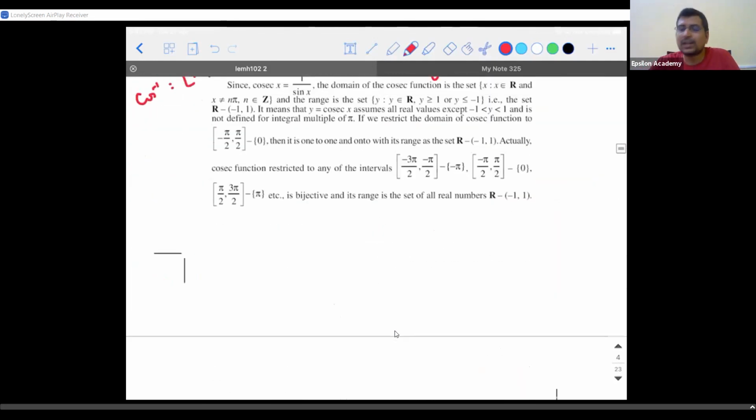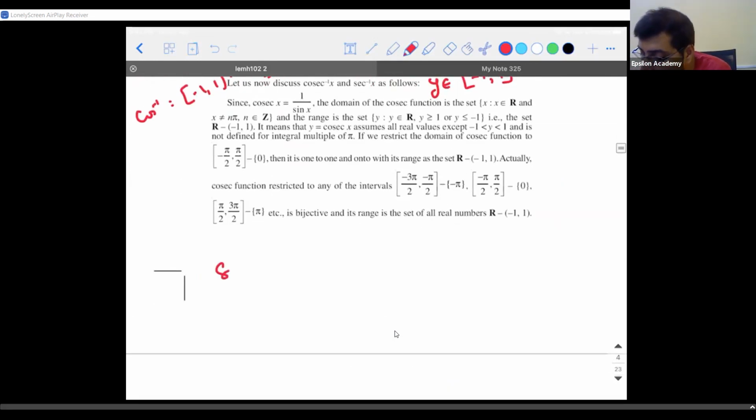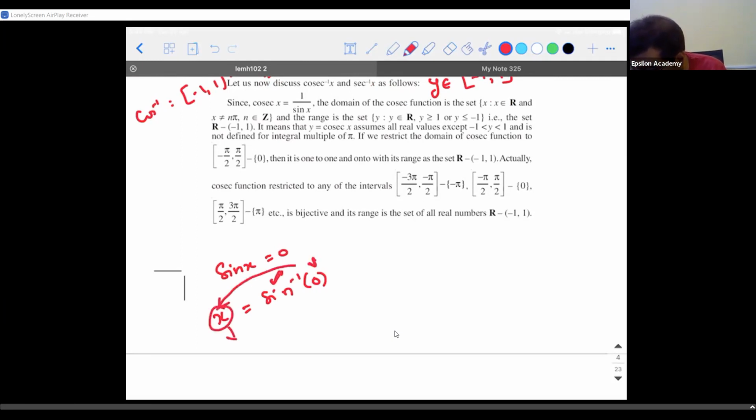For you to understand what these values are, let me give you a simple example. If I ask you what is sin x equal to 0, what did you say? Sin x is equal to 0 means x is equal to 0, pi, 2 pi, something like that, no? So if I say x is equal to sine inverse of 0, what all things can you write? So sine inverse of the value will give me what angle? This x stands for angle.